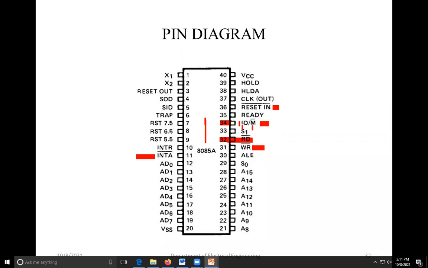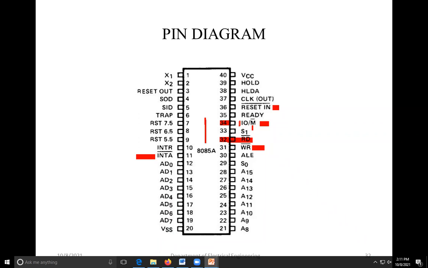This is the input device there. But if this pin is active low, meaning you give 0 volt to pin number 34, then this M is active, which means our 8085 is connected to the memory. So remember: when 34 pin is active high, it is connected to the input output devices, and when 34 pin is active low, it is connected to the memory.